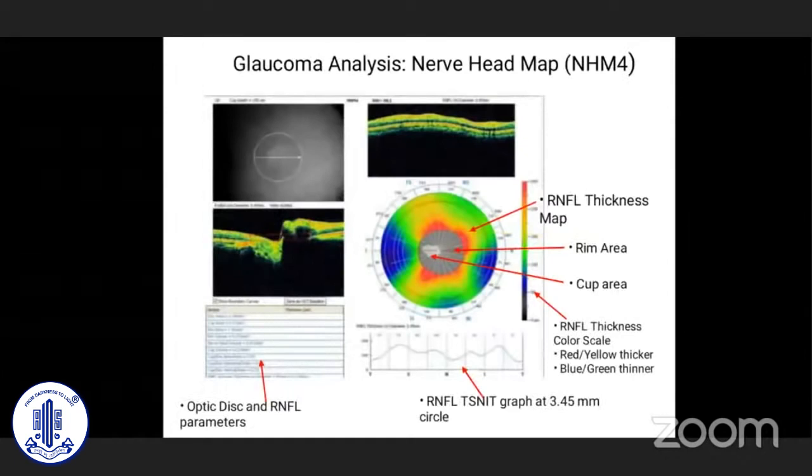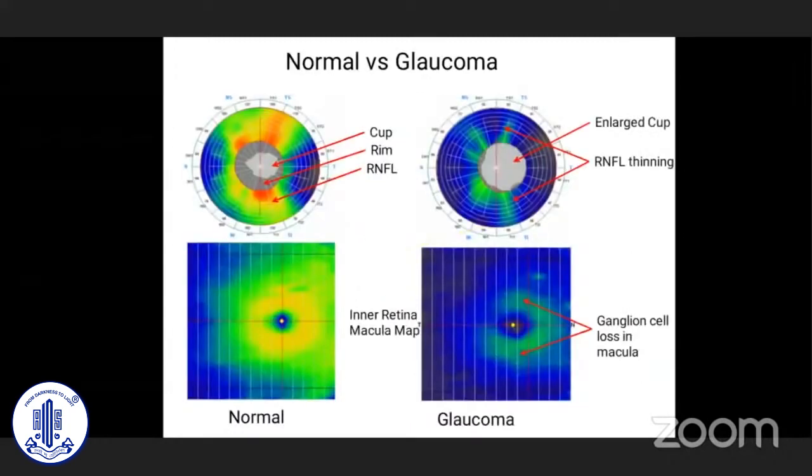Now, the backbone of the glaucoma analysis with the OCT is the nerve head map, and it is done at the 4 millimeter circle usually, so it's popular as NHM4. So if you don't have OCT in your practice and you want to refer it to a neighboring clinic, please order this test, and this is the one which will tell you so much as this slide is telling you, but I'll point out normal versus glaucoma.